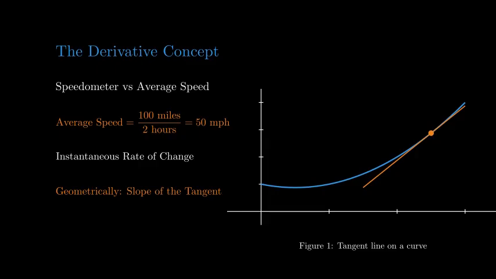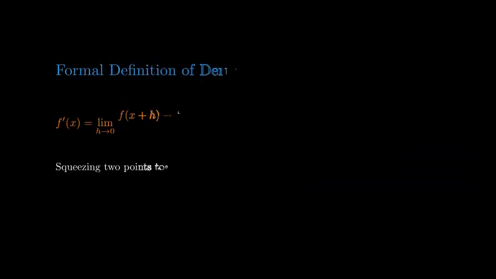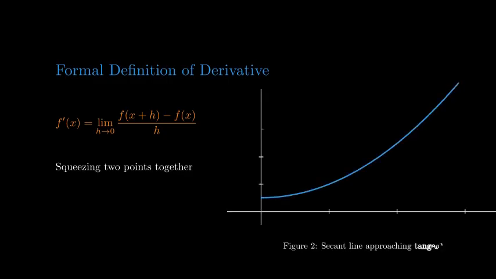To define this rigorously, we use limits. If we take a function f of x, its derivative, denoted as f prime of x, is defined as the limit as h approaches 0 of the fraction, where the numerator is f of x plus h minus f of x, and the denominator is h. This fraction calculates the average slope between 2 points separated by a tiny distance h, and the limit squeezes those 2 points together until they merge into a single point.